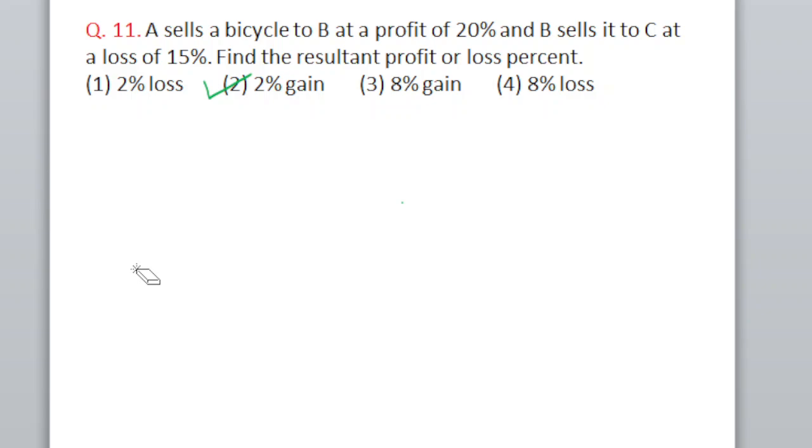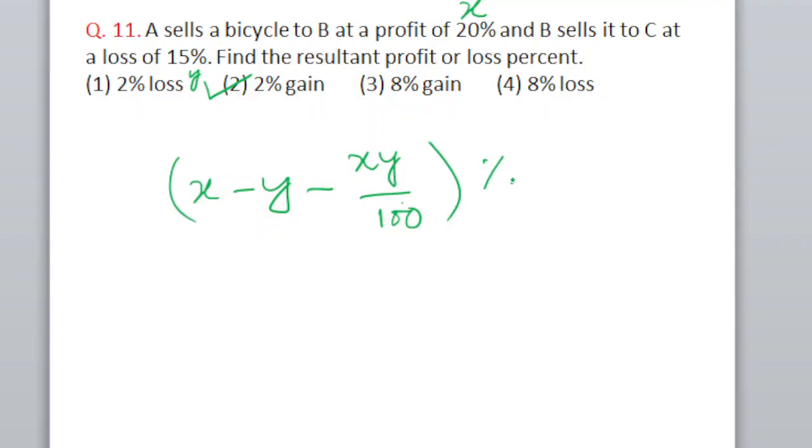Now listen, A sells a bicycle to B at a profit of 20%. Suppose this is X percent, and B sells it to C at a loss of 15%. That means suppose it is Y. So resultant profit or loss percent will be X minus Y minus XY by 100. This is the resultant percentage profit or loss. Then listen, according to the symbol we can know whether it is a gain or loss. That means if there is a plus then it will be a gain, and if there is a minus then it will be a loss.